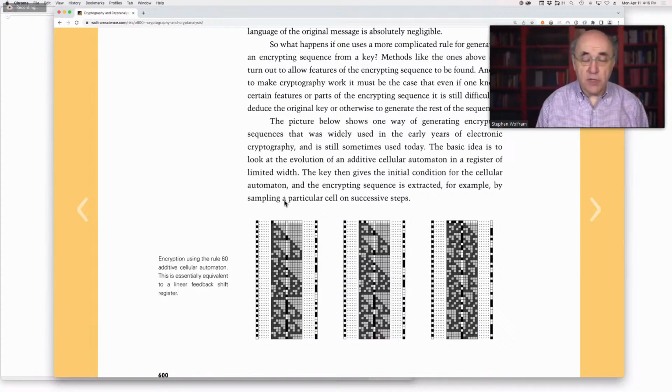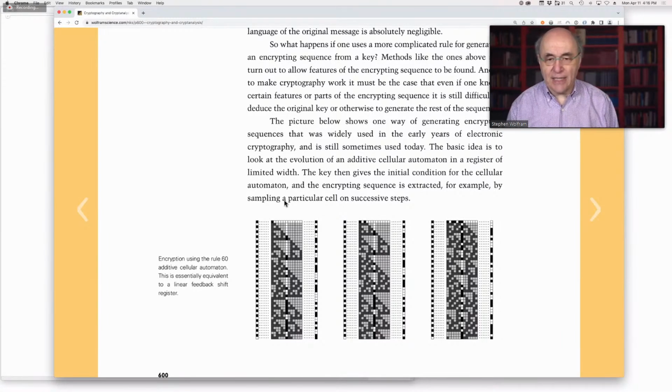This is using Rule 60. Rule 60 is an additive cellular automaton. And this is using the center column of this Rule 60 pattern, where the Rule 60 has been wrapped around in a finite sized register, using that to do encryption. Turns out this is a very practical encryption technique. Linear feedback shift register was used as an encryption technique actually up until the 1950s by some countries.